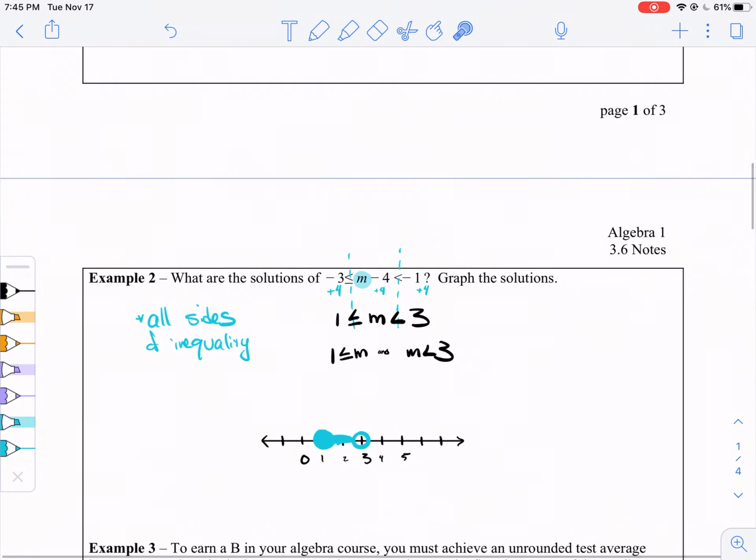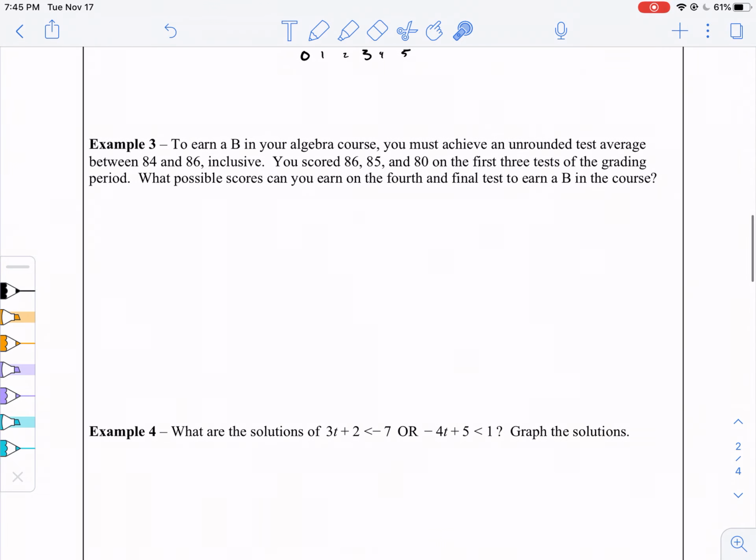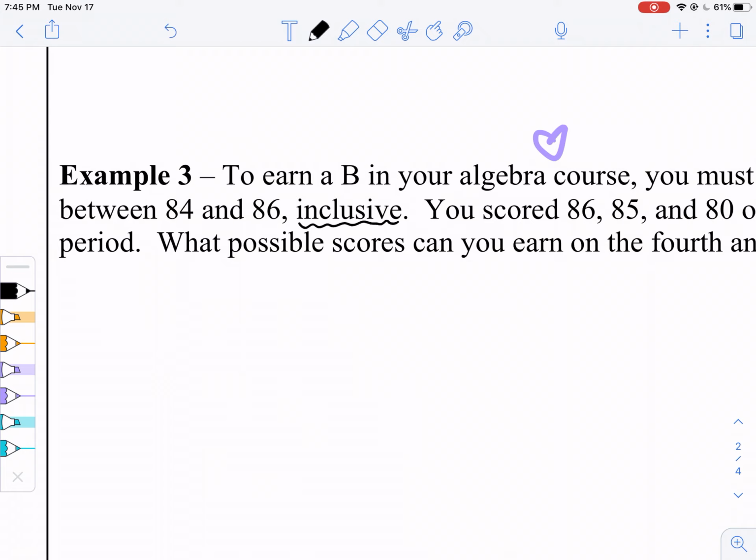That's great, but when are we going to use this in real life? Well, how about your algebra course, my example? If you want to earn a B in your algebra course, your favorite class, of course, no pun intended, you must achieve an unrounded test average between 84 and 86 inclusive. That's a lot of extra words. Unrounded means we don't round it. So we need an average between 84 and 86 inclusive. Inclusive means you can have exactly 84 and 86.